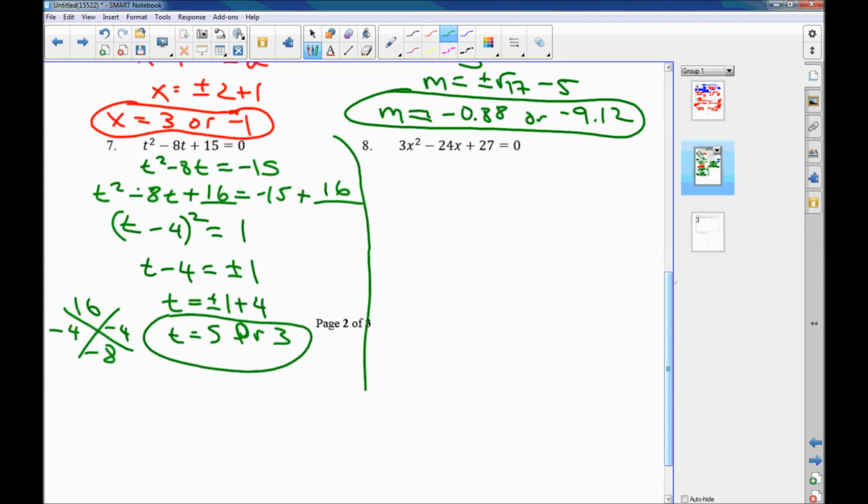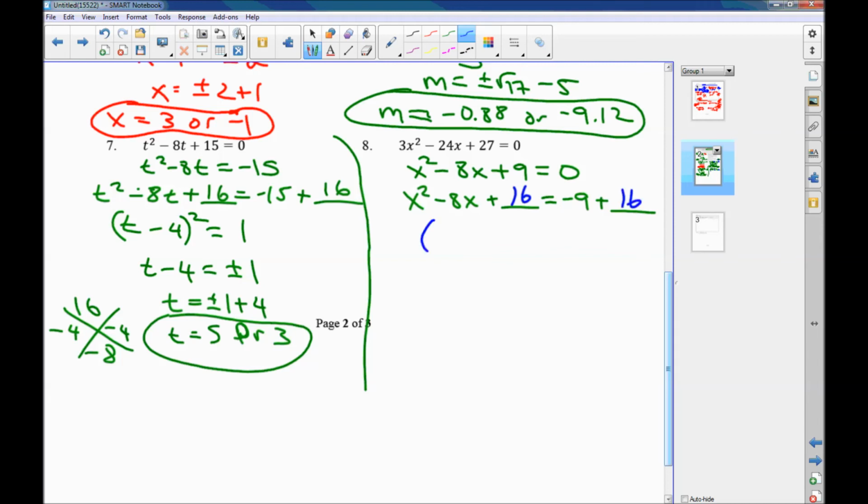So the first thing I'm going to do is divide everything by 3 so that I get 1x squared. So x squared minus 8x plus 9 equals 0. And then I'll move the 9 over. So x squared minus 8x plus, and I'll leave myself a place for my completing the perfect square, equals -9 plus something. My something here is going to be same as last time, 16. It's half of -8 and then square it to make 16. So half of -8 is -4. -4 times -4 makes 16.